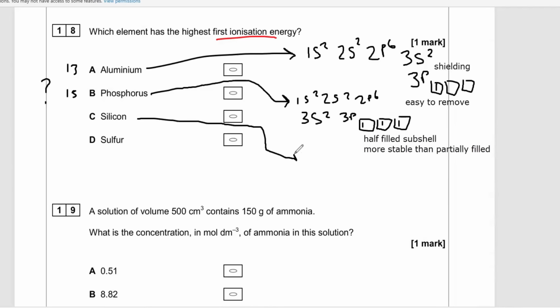So I'm thinking phosphorus at the moment, but let's check the others. Done this in a weird atomic order. Silicon has 14 electrons in your periodic table.